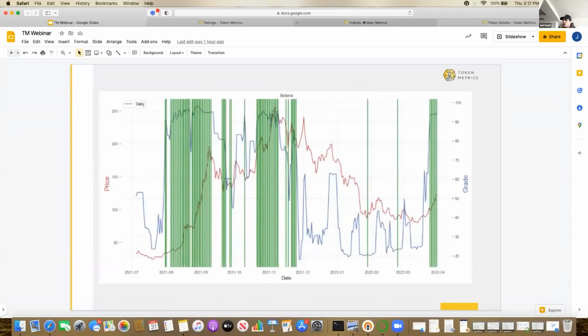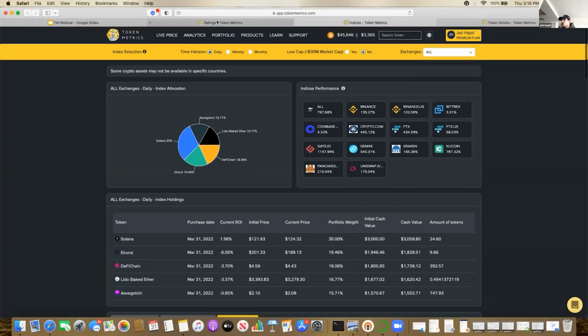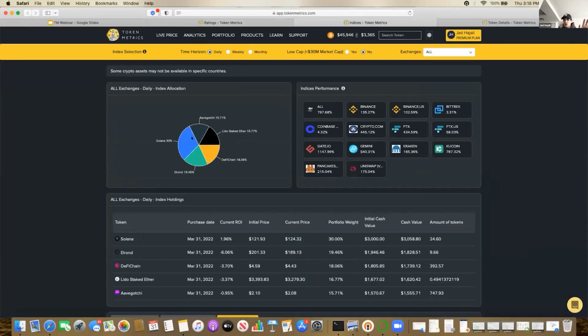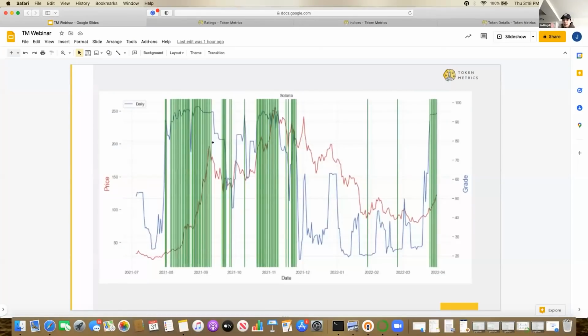So one thing I want to mention and explain is how we are building these indices. Like I explained, we have our TM grade, which is working great. So we wanted to use that TM grade as an input to our portfolio construction model. So our portfolios take into account the TM grades and build a diversified portfolio to hold based on your time horizon. Essentially, this plot is a good visual that explains how it works.